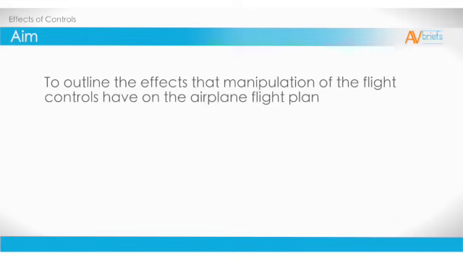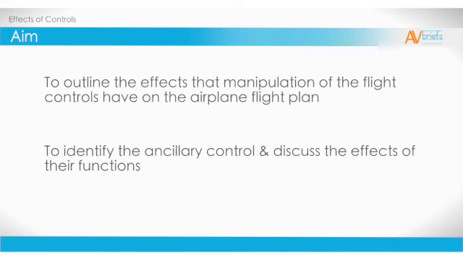Hello. Here are the aims for today's lesson. Firstly, to outline the effects that manipulation of the flight controls have on the airplane flight plan. We are going to identify the ancillary controls, and discuss the effects of their functions. Ancillary just means the controls we wouldn't consider to be the primary or main controls.